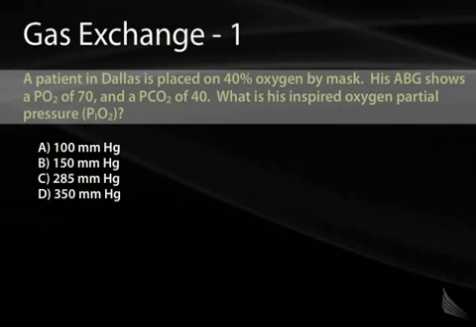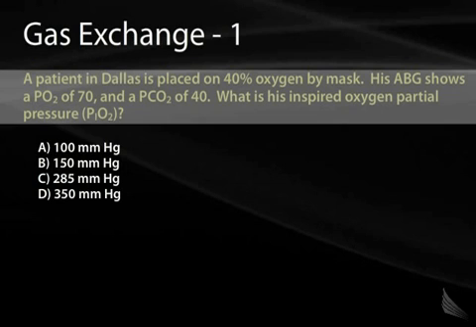Let's do a question. A patient in Dallas is put on 40% oxygen. His ABG shows a PO2 of 70 and a PCO2 of 40. What's his inspired partial pressure of oxygen? So remember, let's do this for the inspired partial pressure, not the alveolar partial pressure. And we know that he's in Dallas, so we're at 760 millimeters of mercury, minus 47 for water vapor.